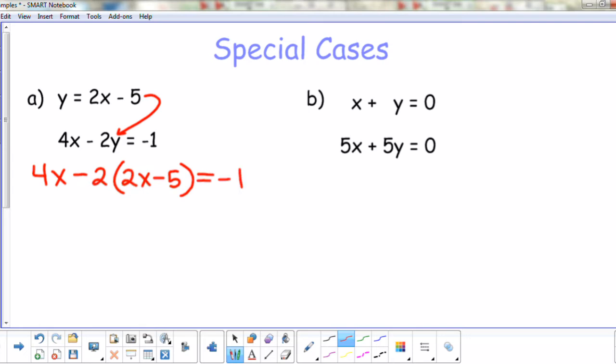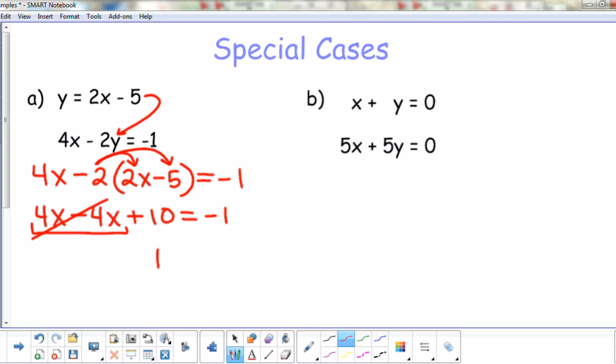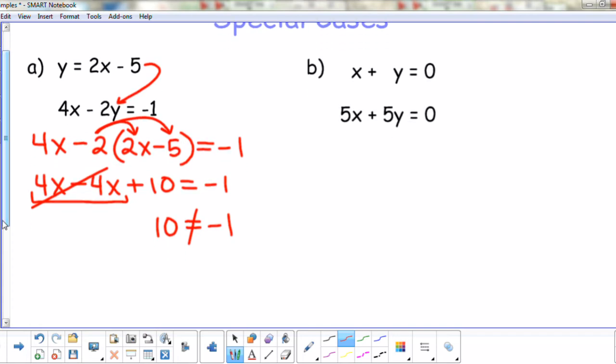So to proceed, I'm going to leave the 4x for right now, and I'm going to distribute the negative 2 to the 2x to get a negative 4x. And I'm going to distribute the negative 2 to the negative 5 to get a positive 10, equal to negative 1. So now I'm going to combine my x's. So 4x minus 4x will give me 0, so these would eliminate, leaving me with 10 equal to negative 1. Well, 10 does not equal negative 1, so this would give a false statement. Since it is false, that would mean these two lines are parallel to each other, so I'm not going to have a solution to this problem.